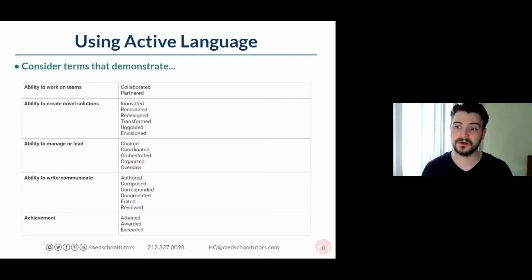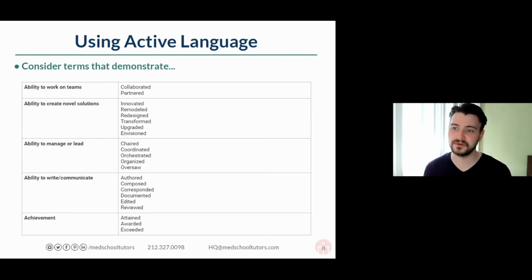So for example, here are just some domains that we look for in medical students and in physicians. Can someone work on a team? Being someone who can lead but also can follow is actually super important in medicine. Is this someone who can problem solve or create novel solutions? Someone who shows up to a dilemma and comes up with a creative way to take next steps? Is this someone who can manage a group of people, who can write and communicate with others clearly? And then is this someone who can speak humbly but confidently about things they've achieved?